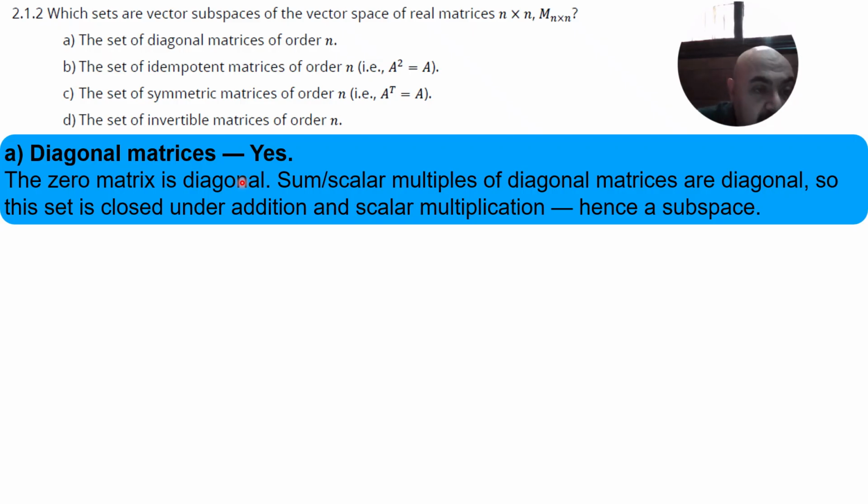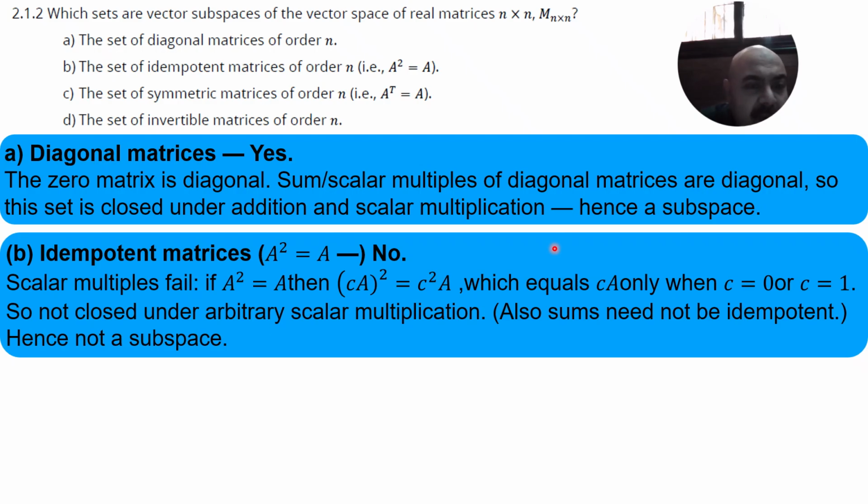It is a subvector space of the vector space of the square matrices. The zero matrix is diagonal. Scalar multiples of diagonal matrices are diagonal. If you have two diagonal matrices, adding them together will be a diagonal matrix. Multiplying by a number, it will be a diagonal matrix. This is called closed under addition and scalar multiplication. So hence it's a subspace.